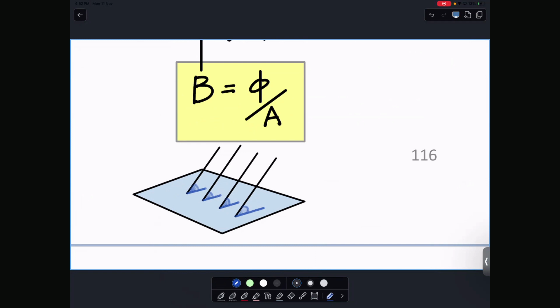So it's not perpendicular to the table. The lines are coming out like that. Now you want to find the strength here. So what would you do? You would divide phi by the area here. Unfortunately, you can't do that.